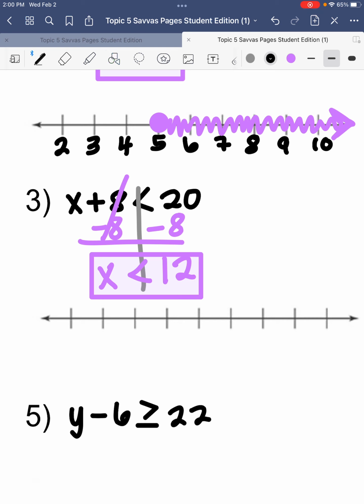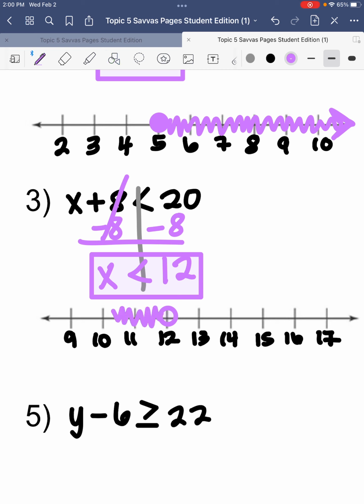So I'm going to start at 9, 10, 11, 12, 13, 14, 15, 16, and then 17 is right there. Okay, so at 12, what kind of circle do I want? Well, I want an open circle because there's no line underneath my symbol. And I know that x is less than 12, so I want to shade all the numbers that are smaller than 12. So 9, 10, 11, and it keeps going even past 9, like 8, 7, and so on.